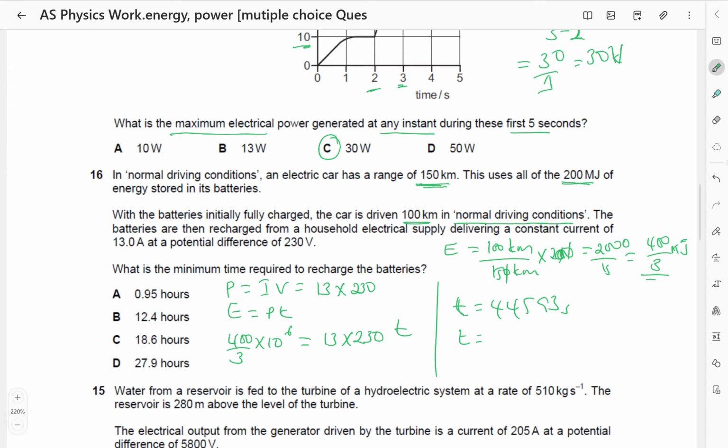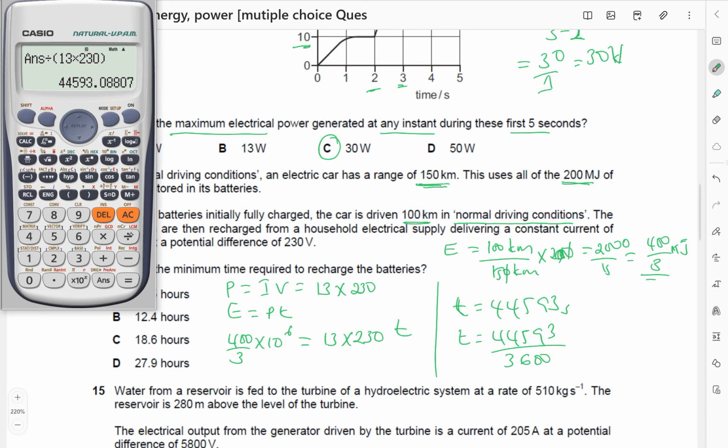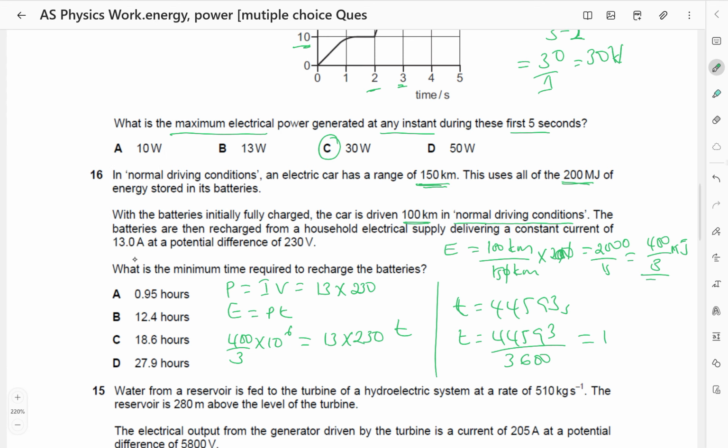To change this time into hours, we divide it by 1 hour, which is 3,600 seconds. So 44,593 divided by 3,600. When I check this with my calculator, this is giving me 12.4 hours. So our answer is going to be B.